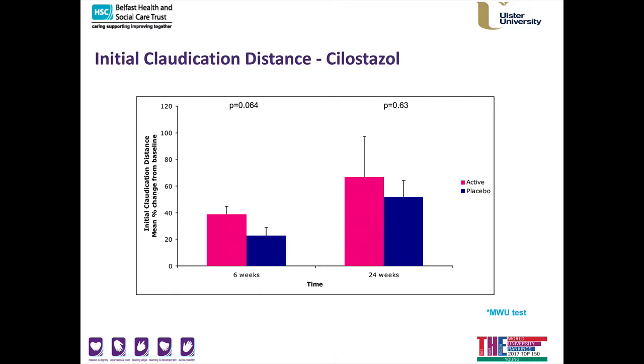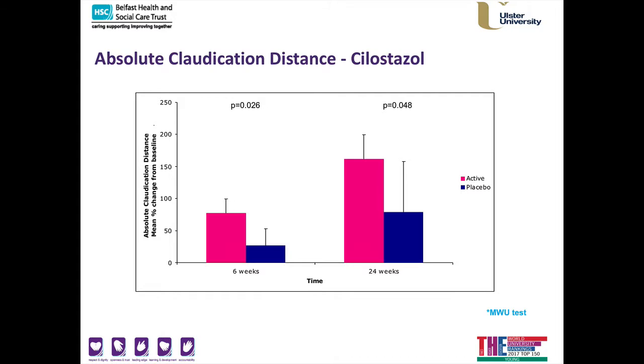When we look at my own doctorate data, initial claudication distance over 6 weeks and 24 weeks, where the patient first described discomfort, did improve with cilostazol, but it wasn't significant. However, absolute claudication distance, which is where the patient walks to their limit, was significantly improved as early as 6 weeks and at 24 weeks, and I do miss the ability to prescribe cilostazol.